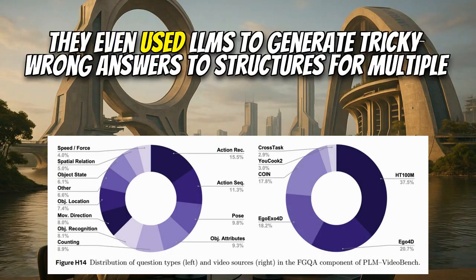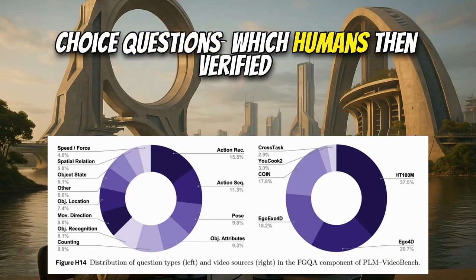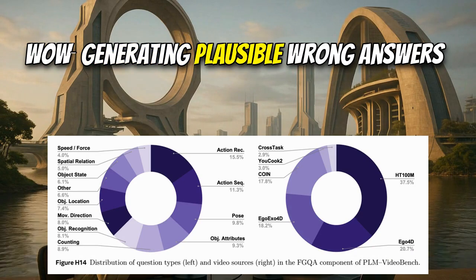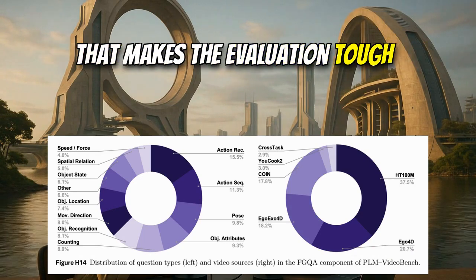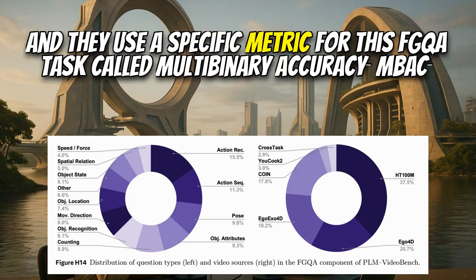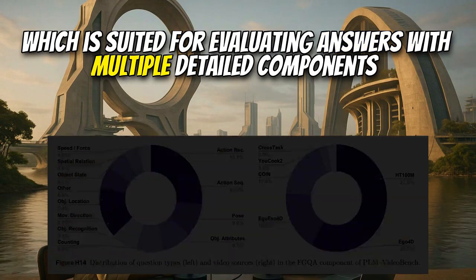They even used LLMs to generate tricky wrong answers, distractors, for multiple choice questions, which humans then verified. Wow, generating plausible wrong answers. That makes the evaluation tough. Exactly. And they use a specific metric for this FGQA task called multi-binary accuracy, MBAC, which is suited for evaluating answers with multiple detailed components.